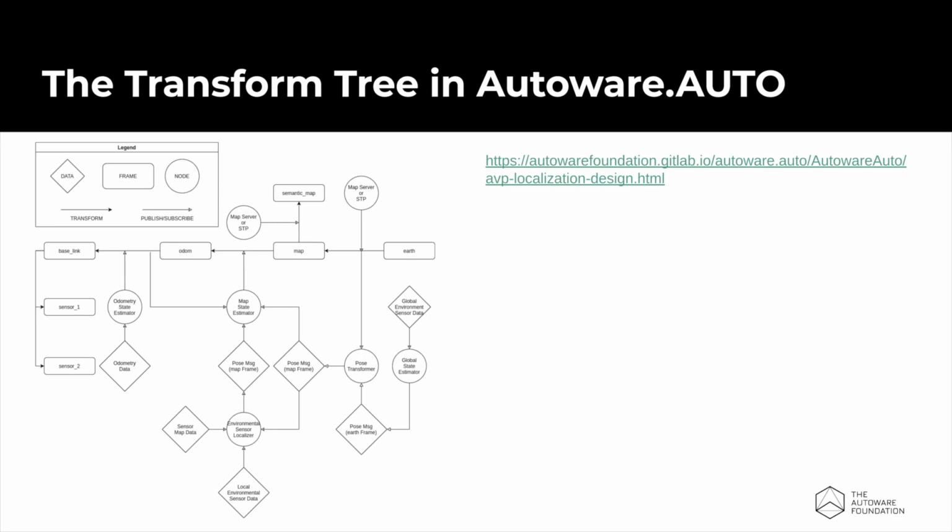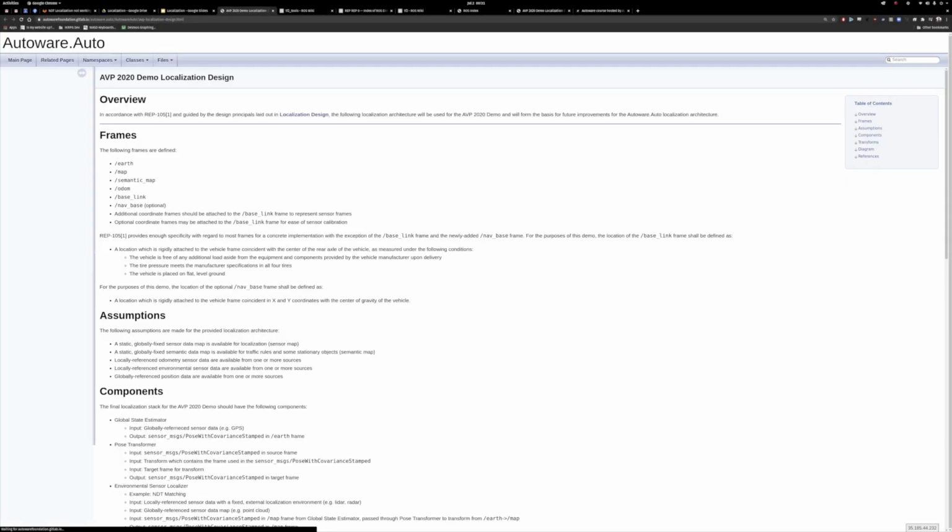So let's look at the localization design document that was created specifically for Autoware.Auto to describe the frames that we use, as well as assumptions that were made and the components that are described in this diagram. As I said, REP 105 is a really good source for a standard set of frames and transforms and how to use those within a mobile robotics platform. And guided by those principles and the ones laid out in our general localization design, this localization design is currently specific to our AVP 2020 demo. If you're not familiar with that, go back and take a look at the first talk that I did in this series titled Autoware 101, and we'll talk a little bit more in that talk about the AVP 2020 demo.